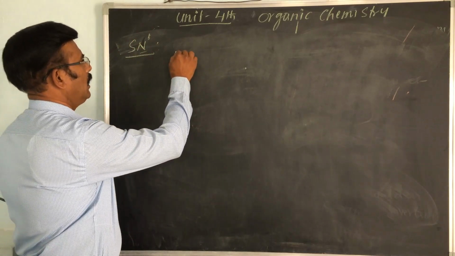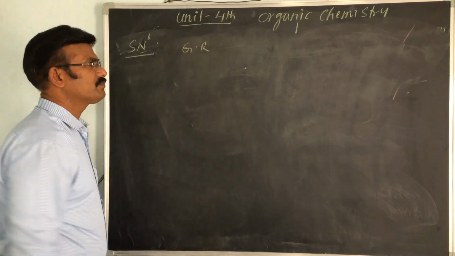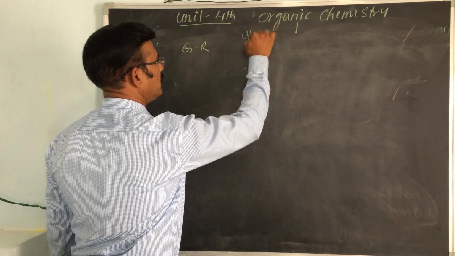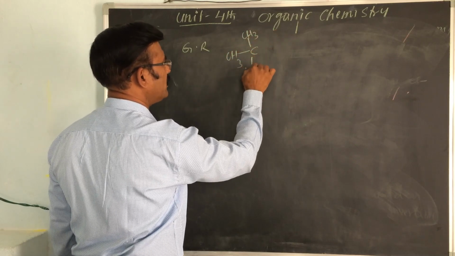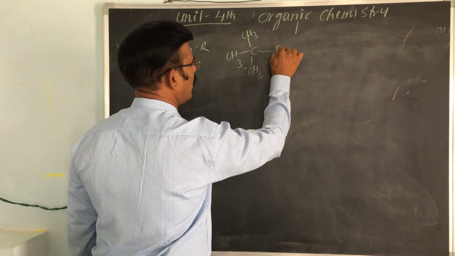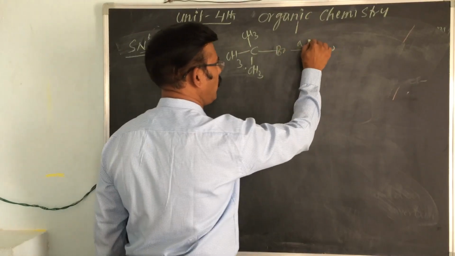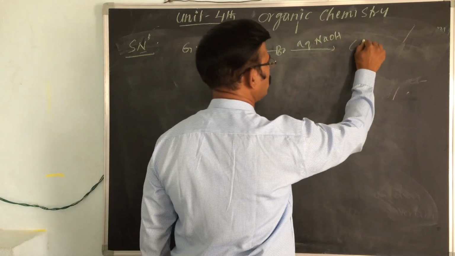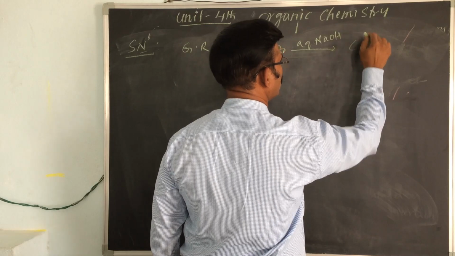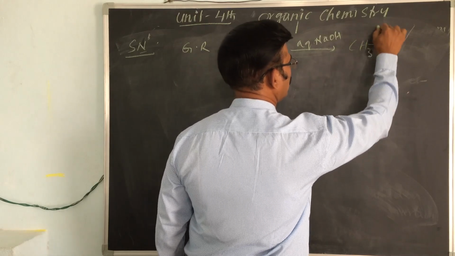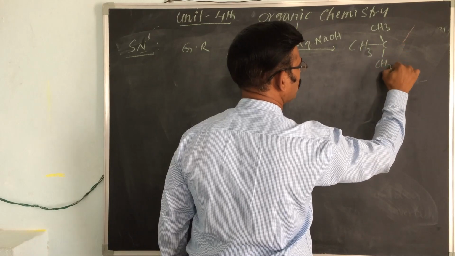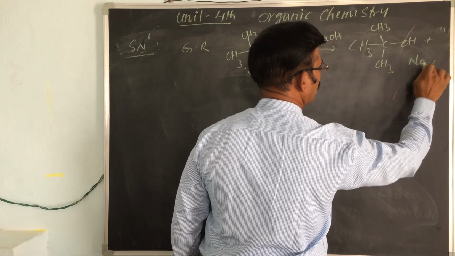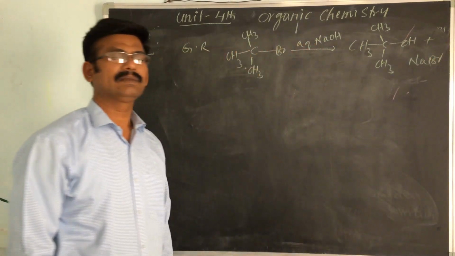Here, the general reaction is tertiary butyl bromide. Tertiary butyl bromide, when reacted with aqueous NaOH, forms tertiary butanol plus NaBr, sodium bromide. This is the general reaction.